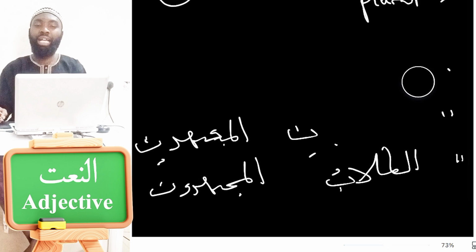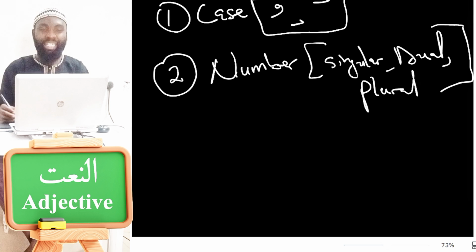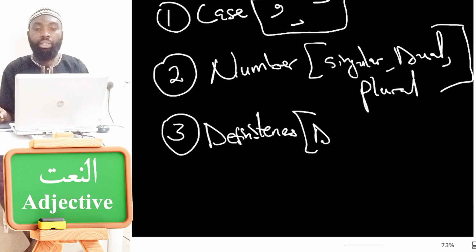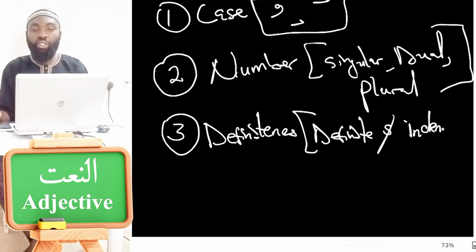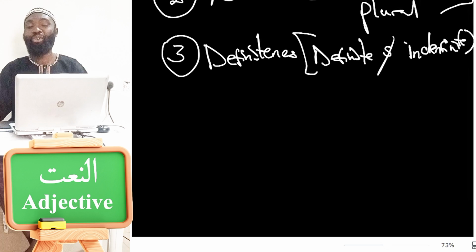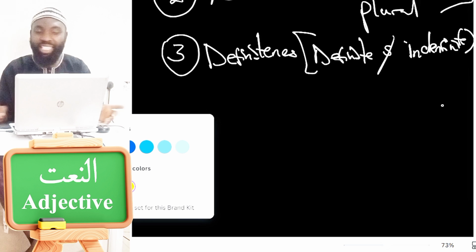Good. So this is the second aspect, that the adjective should agree with the noun it is qualifying. Now the third aspect will be in what? In definiteness. What do you mean by this? That is in both words, definite and indefinite. If the adjective is qualifying a noun that is a definite noun, then the adjective should be definite. If it is qualifying an indefinite noun, the adjective should also be what? An indefinite.